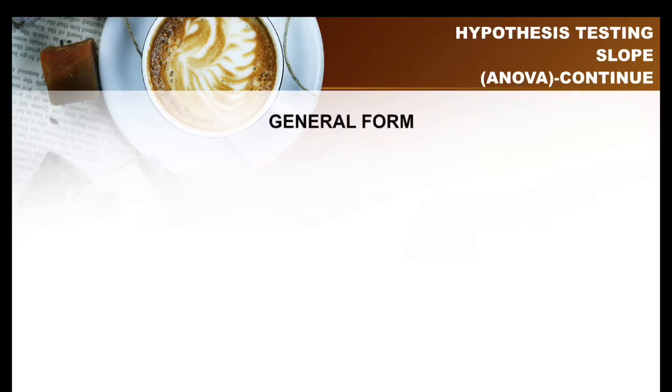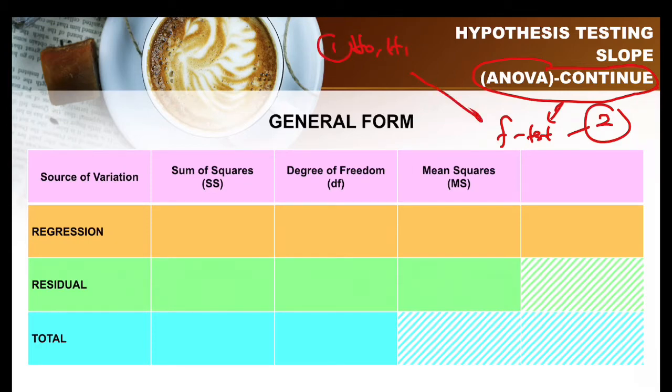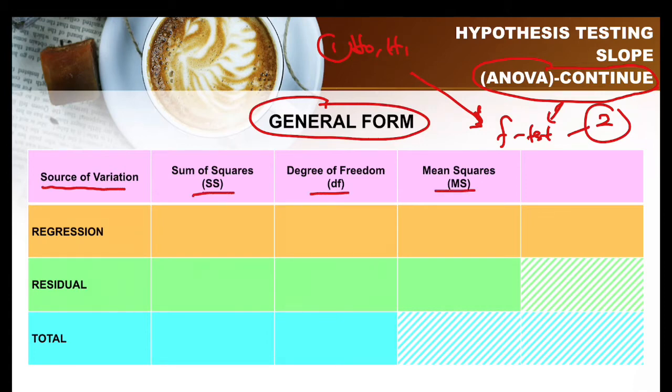So this is the ANOVA table. The ANOVA table is used to calculate the F test. After your H null and H1 in step number 1, step number 2 is the F test. In order for you to have the F test, you have to construct this ANOVA table. This general form of the ANOVA table, you have to remember. First, we start with source of variation, and then sum of square, degree of freedom, and mean square. In the rows, you have the regression, residual, and total.